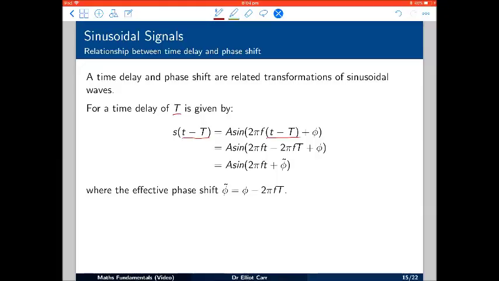Okay, and I can then expand and group the terms together, and this becomes my new phase shift. So this basically tells me the effect that a time delay has on the phase shift. So basically what it does is it'll shift the phase shift by negative 2 pi times the frequency times the time delay.